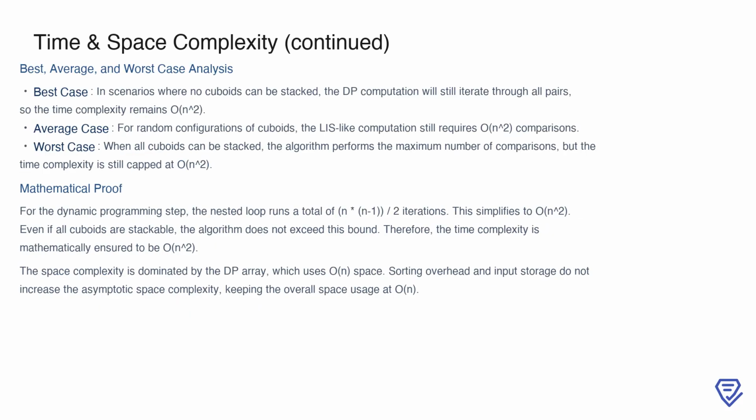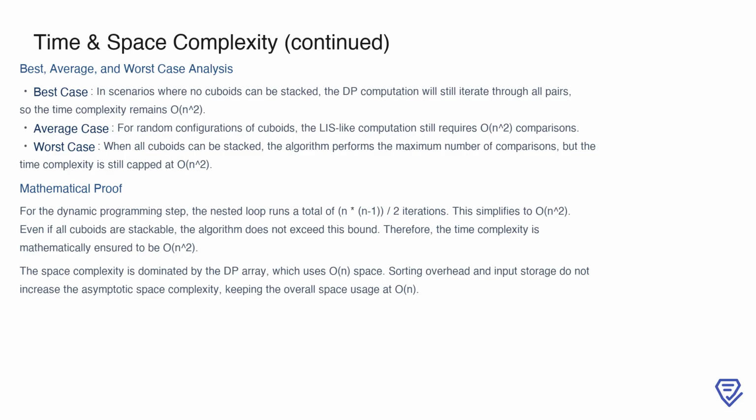Now let's analyze the best, average, and worst-case scenarios for this algorithm. In the best case, where no cuboids can be stacked because their dimensions do not align, the dynamic programming computation still iterates through all pairs of cuboids, resulting in a time complexity of O(n²). In the average case, for randomly distributed cuboid dimensions, the LIS-like computation also requires O(n²) comparisons. Even in the worst-case scenario, where every cuboid can be stacked, the algorithm performs the maximum number of comparisons, but the time complexity remains O(n²), as it does not exceed this bound.